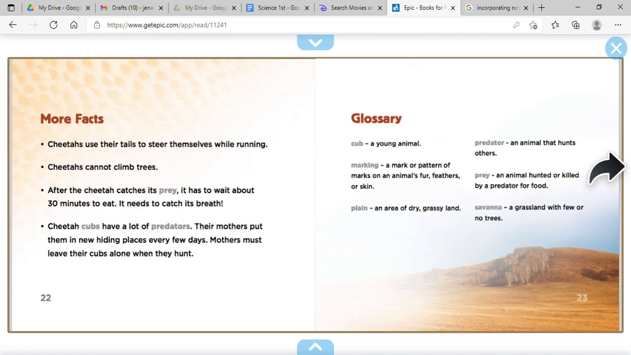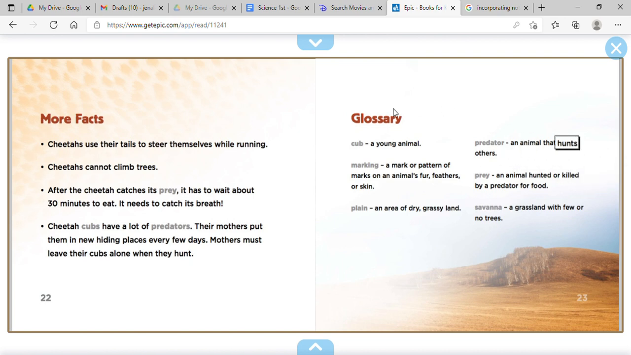Okay. So some more facts. Cheetahs use their tails to steer themselves while running. Cheetahs cannot climb trees. After a cheetah catches its prey, it waits about 30 minutes to eat. It needs to catch its breath because it was so tired from running. Cheetah cubs have a lot of predators. Their mothers put them in new hiding places every few days. Mothers must leave their cubs alone when they hunt.